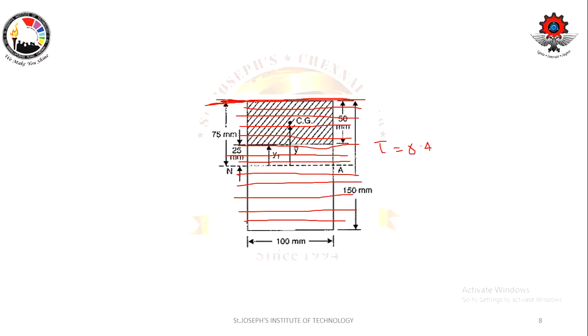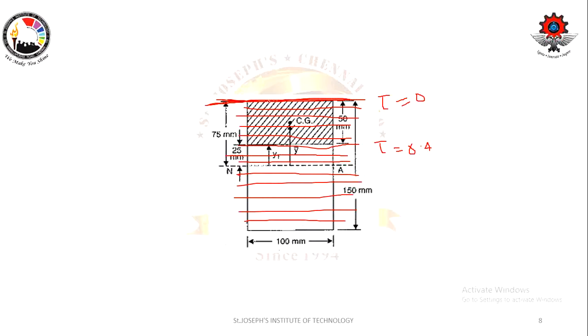When you go to this extreme end, what will be the shear stress? The shear stress will be 0, because we don't have any area above this. So area will be 0, and we cannot also have a y bar above this particular layer. Y bar is also 0. So the entire tau is 0. So always keep it in mind, shear stress is 0 at the extreme layer of any section.